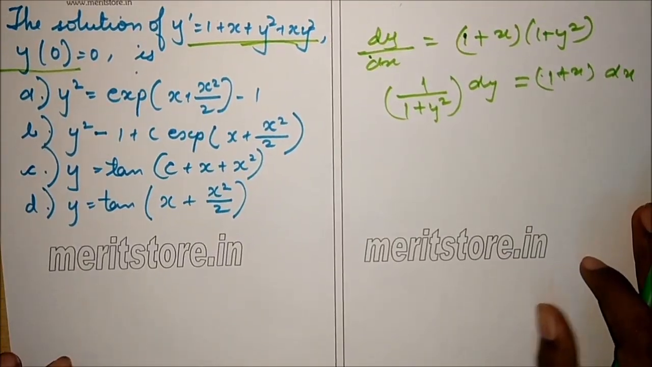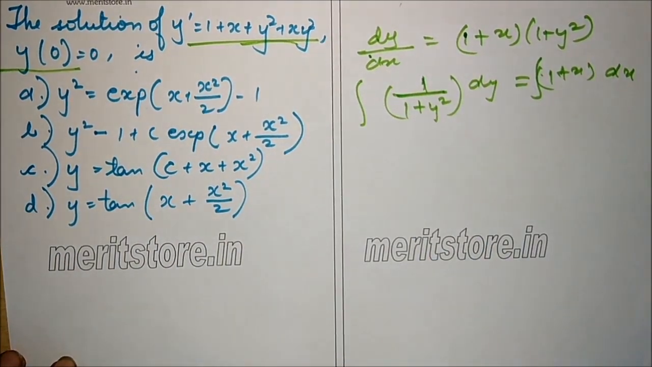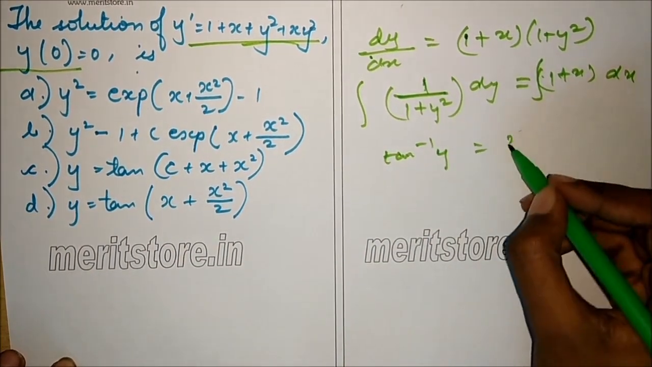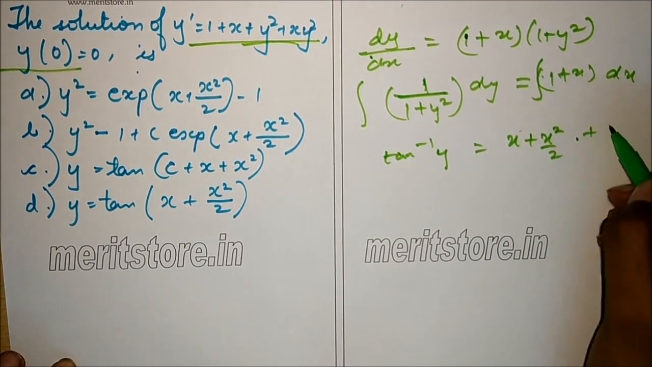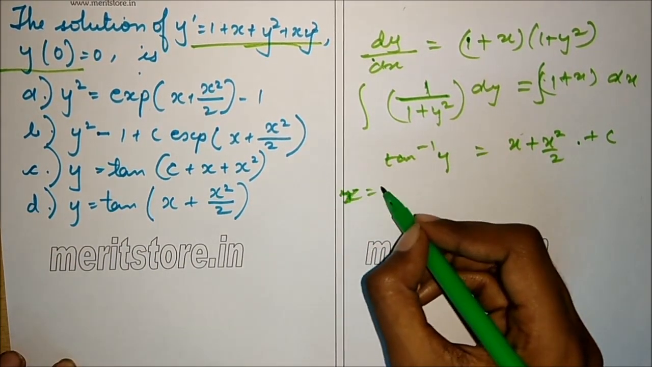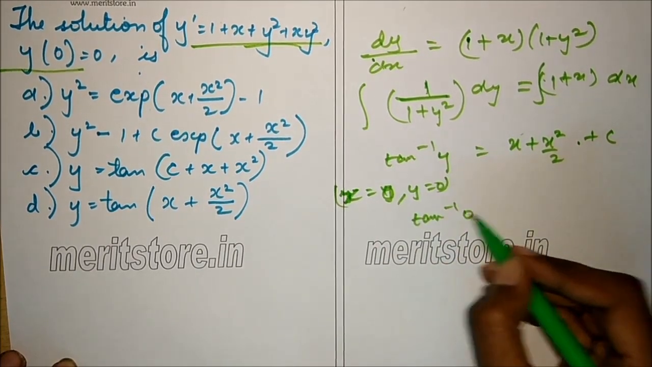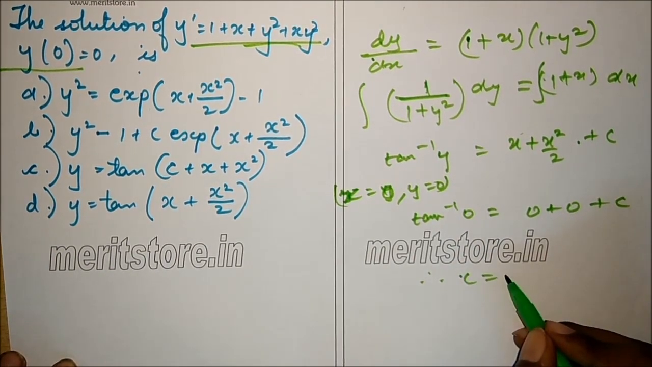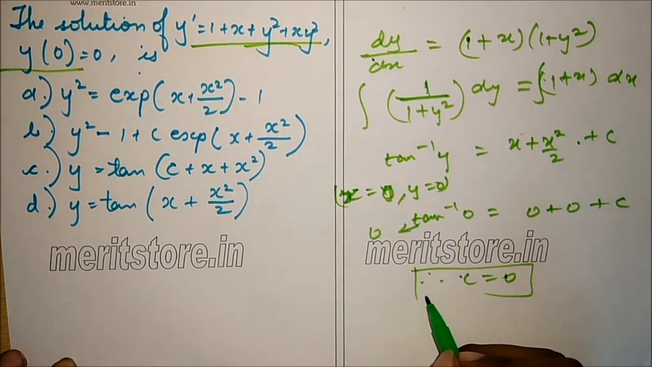And now we integrate both sides. This is in the form of 1 by 1 plus x square, whose integration is tan inverse of y. For this it will be x plus x square by 2 plus c, the integration constant. So the condition is when x is 0, y is 0. So tan inverse of 0 is equal to 0 plus 0 plus c. So therefore c is equal to 0, since tan inverse of 0 is 0. So we got the value of c.